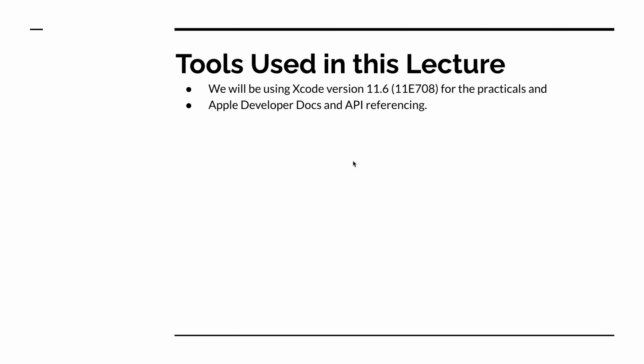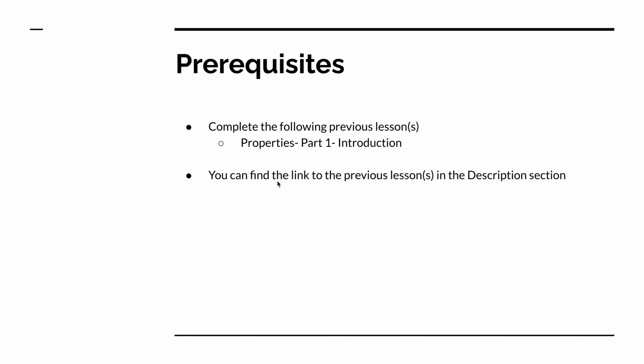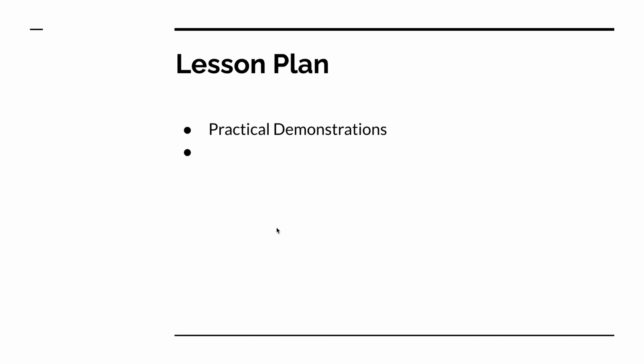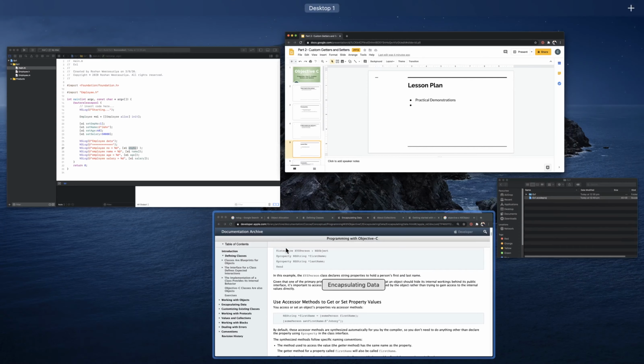These are the tools we will be using for this lecture and their references. It's very important for you to complete this prerequisite part 1 before you look into this lesson. You can find the link to this lesson in the description. You will be learning here about why you really need getters and setter methods, declaring custom getters and setters, and usage of these setters for information hiding. As usual, it's going to be practical demonstrations. So let's look into the practical lesson now.